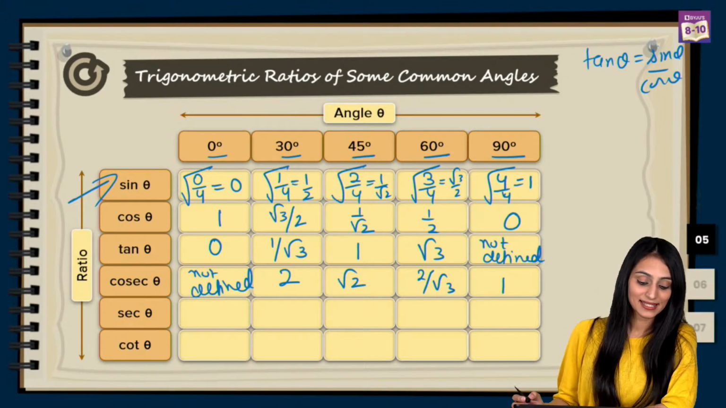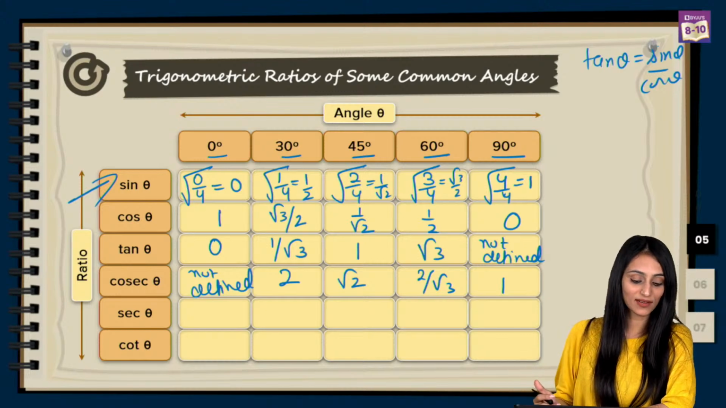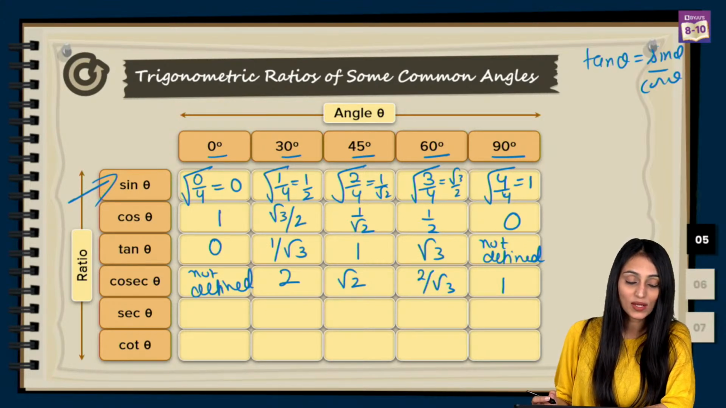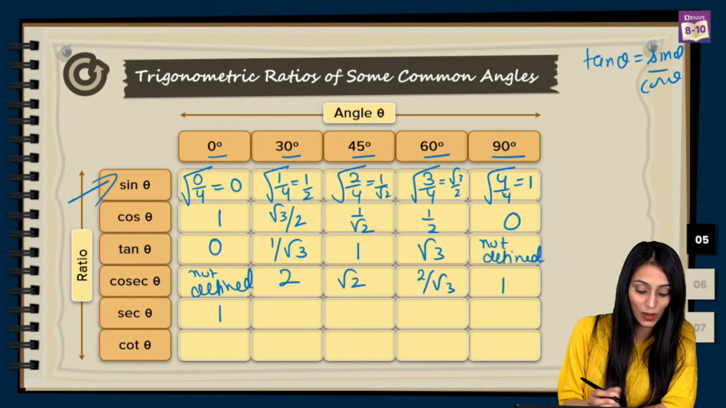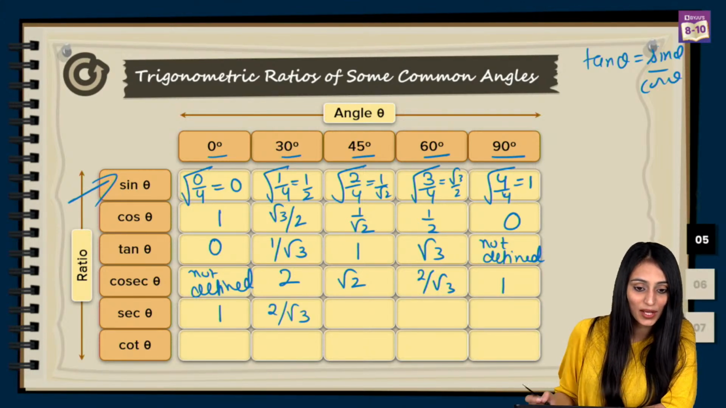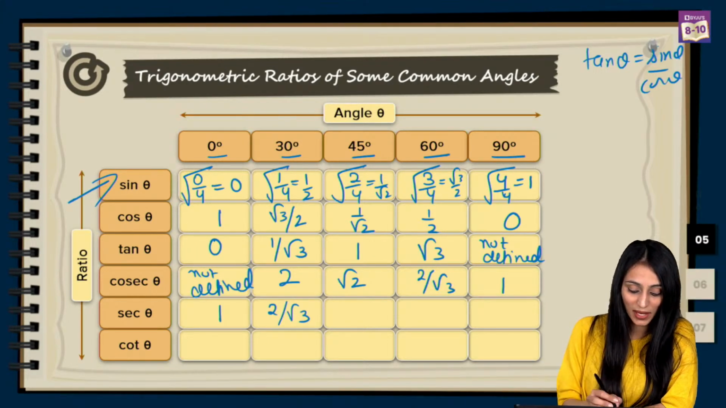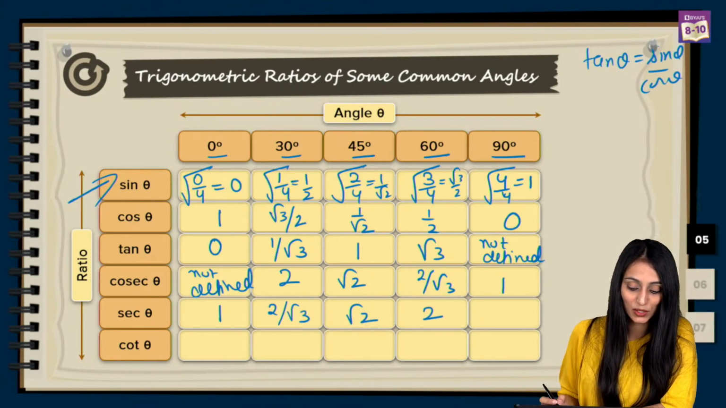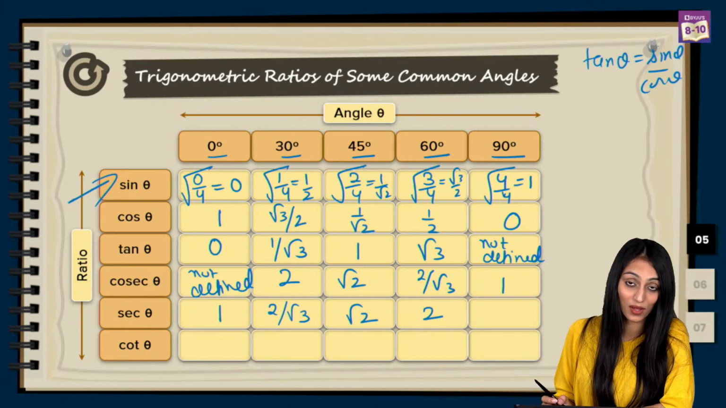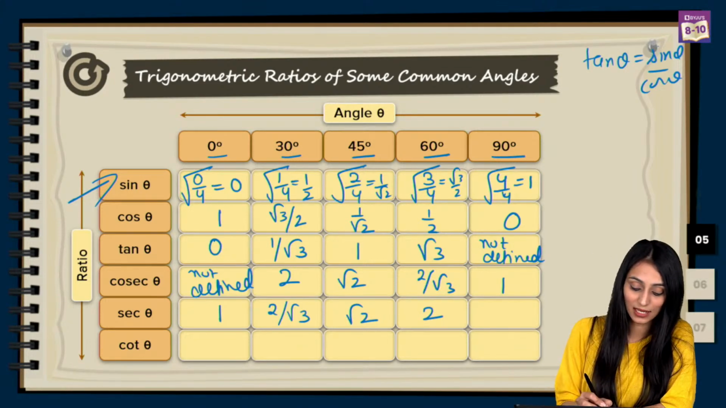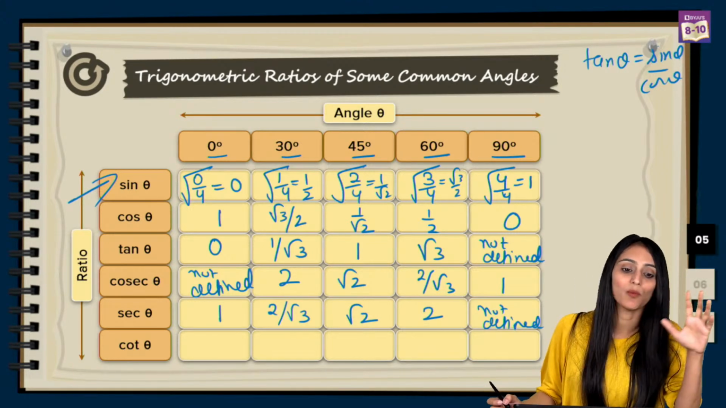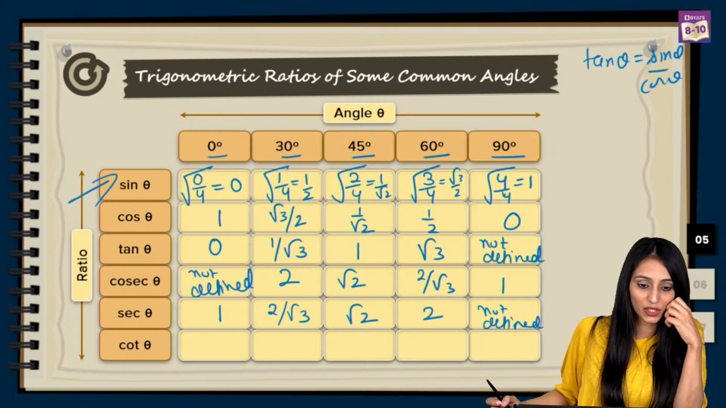Sec theta is the reciprocal of cos values, right? So cos 0 is 1, sec 0 would be 1 only. Cos 30 is root 3 by 2, so this is going to be 2 by root 3. Cos 45 is 1 by root 2, so that's going to be root 2. Cos 60 is 1 by 2, so this is going to be 2. Cos 90 over here is 0, so the reciprocal of this is basically not defined. No need to mug up all this. That's what I'm trying to explain to you here.